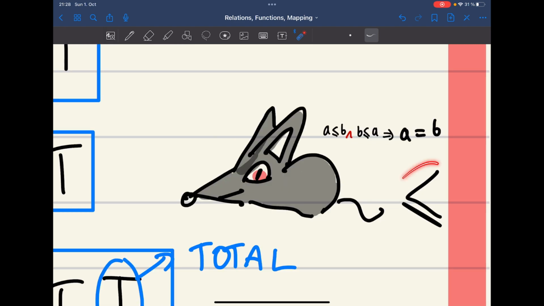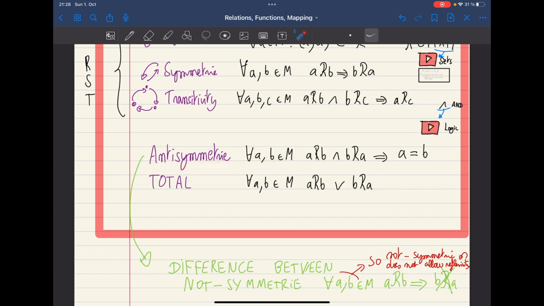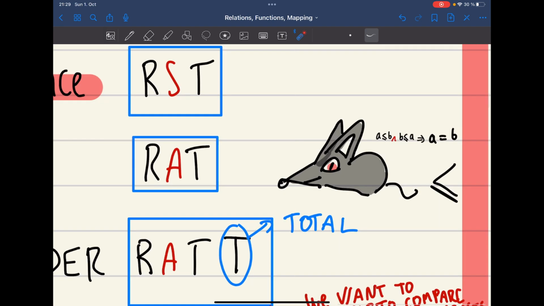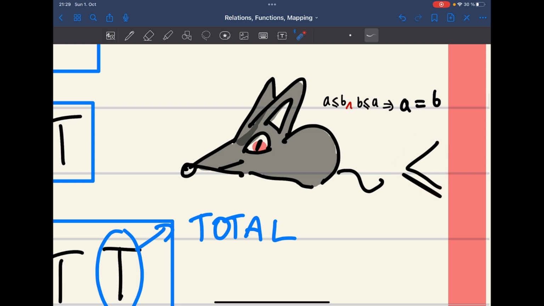relation. Think about this relation, because it satisfies the antisymmetry: for all A, B of M, if A is in relation to B and B is in relation to A, then A equals B. And this is true for less than or equal, because if A is less than or equal to B and B less than or equal to A, then A equals B.